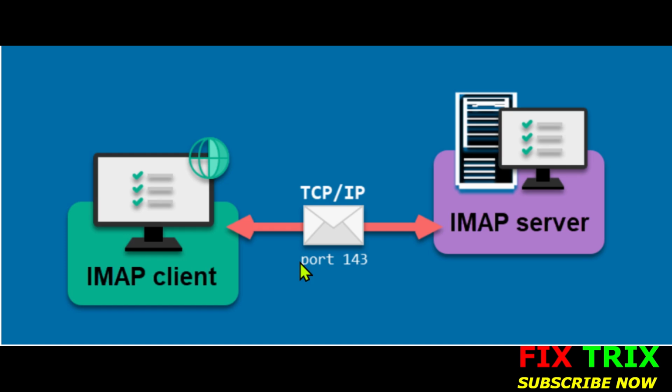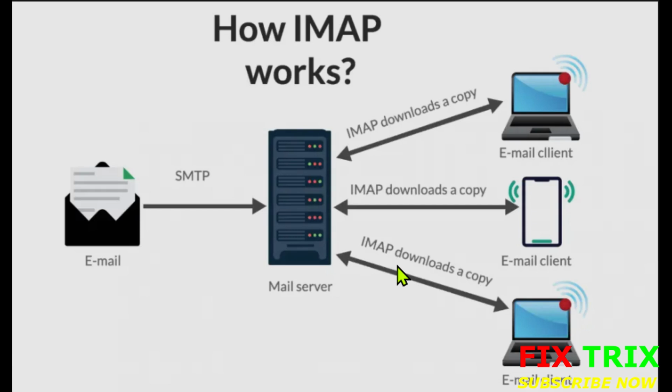Example, you have your Gmail set up in Outlook using IMAP. You open one email on your PC, it shows as read on your phone. You delete another, it disappears from all devices. You create a folder called project and move some messages there. The same folder appears everywhere. That's IMAP power. Perfect synchronization.